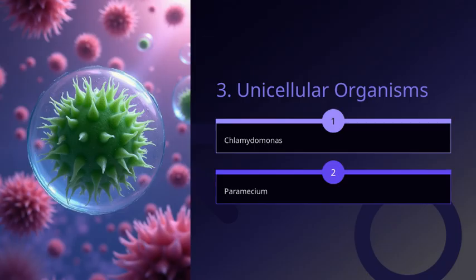All right, on this slide, we're focusing on unicellular organisms, which are fascinating because they are made up of just a single cell. Two great examples to keep in mind are Chlamydomonas and Paramecium. Chlamydomonas is a kind of green algae, and it's often studied for its simple structure and how it moves using tiny flagella.